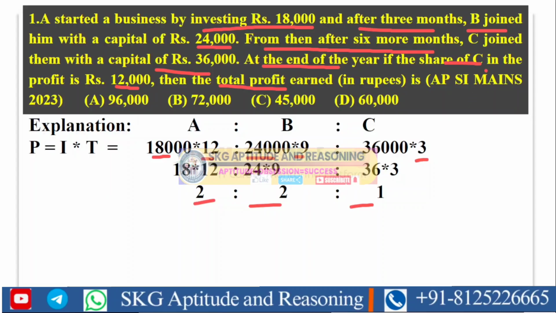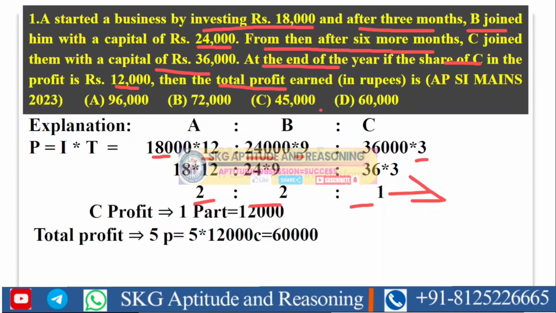And the data given is related to C. The profit of C is given, so this one part will be equal to 12,000. What we need to find is 5 parts. If one part is 12,000, then 5 parts will be equal to 60,000. That is 12 times 5 is 60. So the total profit received by the three persons is 60,000, which is presented in option D.